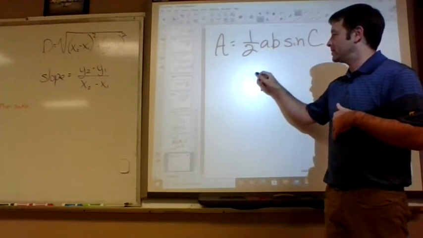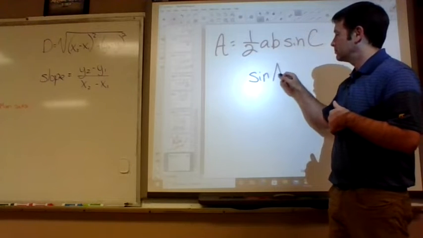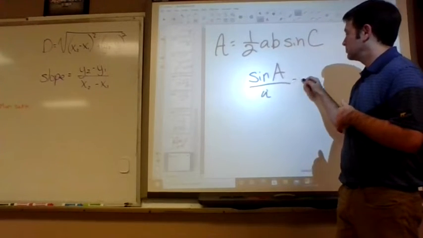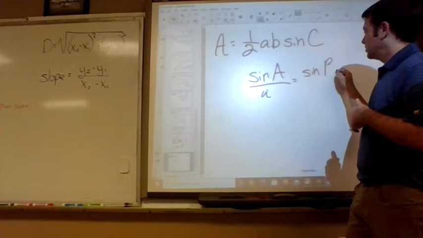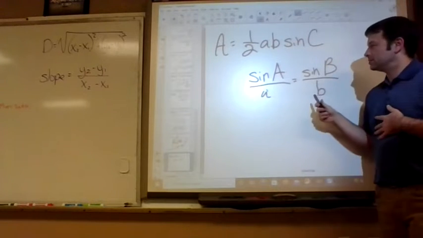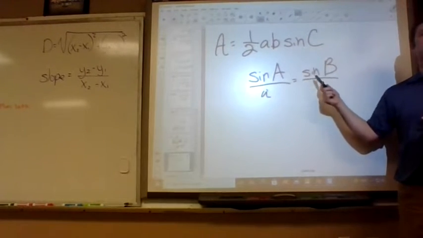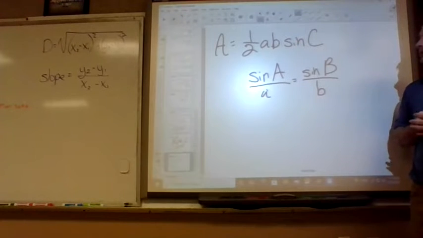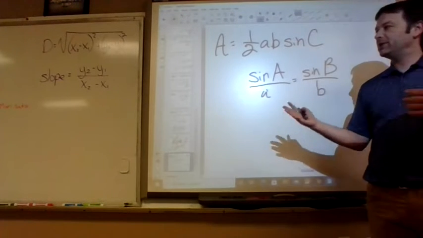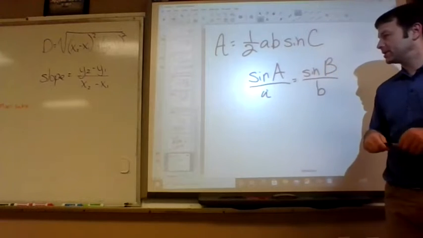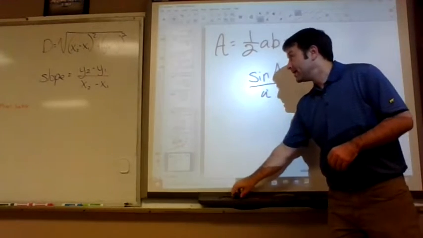So what was that again? Sine A over little a equals sine B over little b. And of course that'd be the same as sine C over little c. It doesn't really matter what you call it, but the sine of the angle over the opposite side is equal to any other sine of the angle over the opposite side.